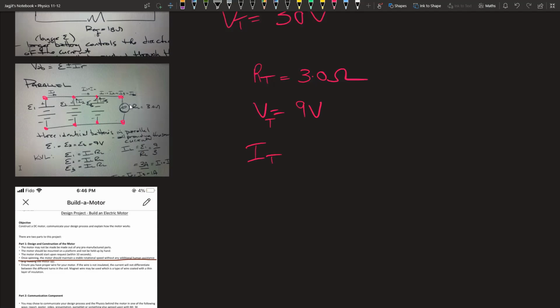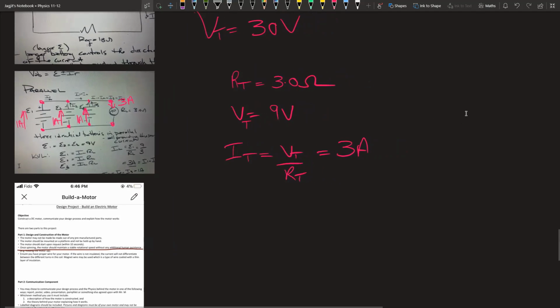So from there, we can find the total current, which is V total over R total, which gives me 3 amps. So we know a total of 3 amps is going to come into this resistor. Now because all of these voltages are the same, that means 1 amp must come through here, 1 amp must come through here, and 1 amp must come through here. This is how you determine how many amps are going to flow through each of those circuits. Just remember, in parallel, the voltages are the same.